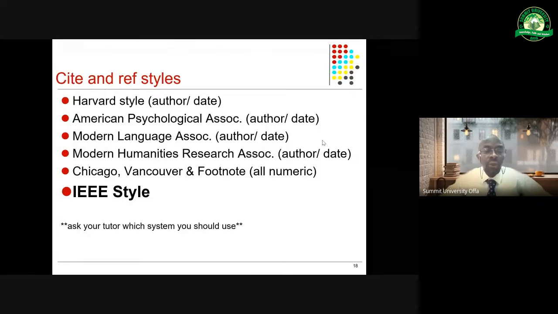So for you to know what you are to use, just ask your supervisor or your supervisory team. In most higher institutions, especially for STEM-related fields, they sometimes allow APA, that is American Psychological Association, or IEEE style.